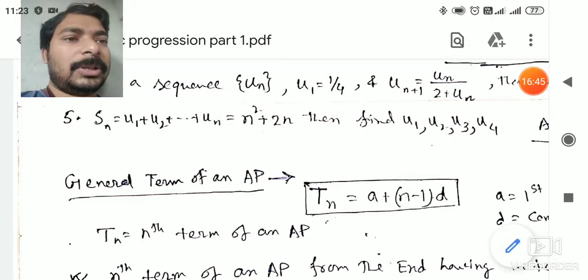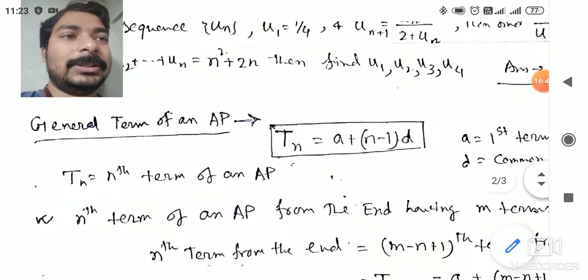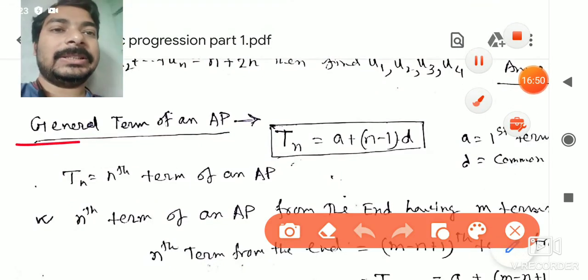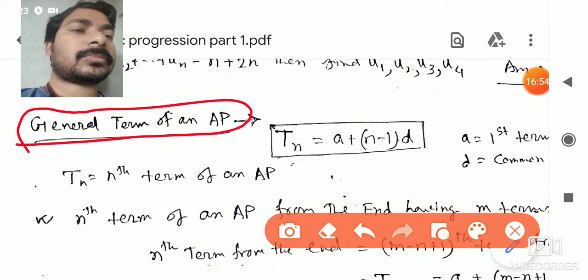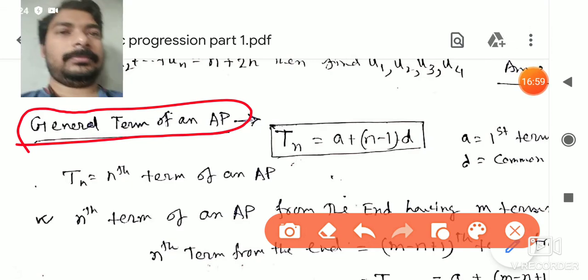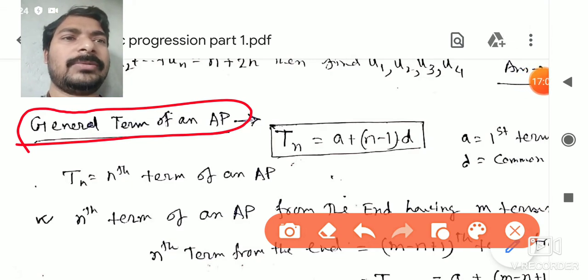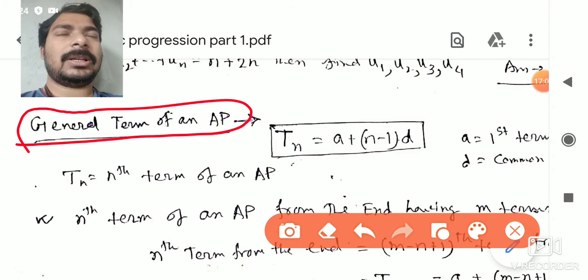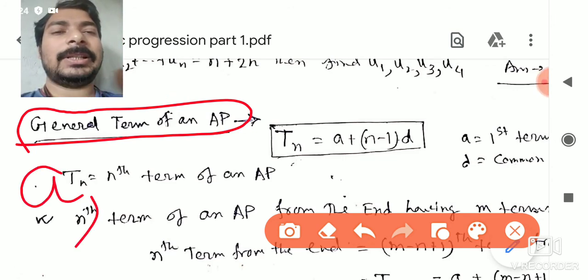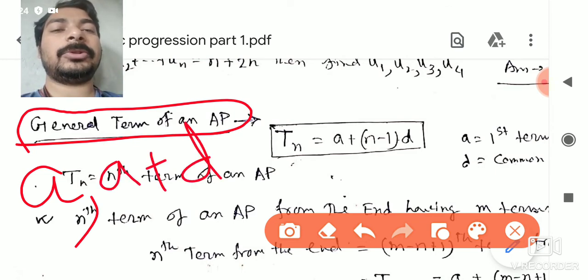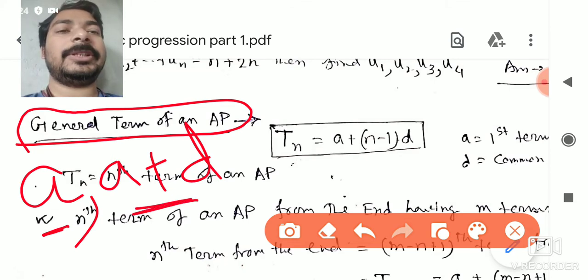Now come to another theory, that is the general term of an AP. Suppose I want to calculate the nth term of an AP. Let the first term be a. Then the next term will be a plus d, by adding the common difference, because the difference between this term and this term should be d, which I have already taken as the common difference.